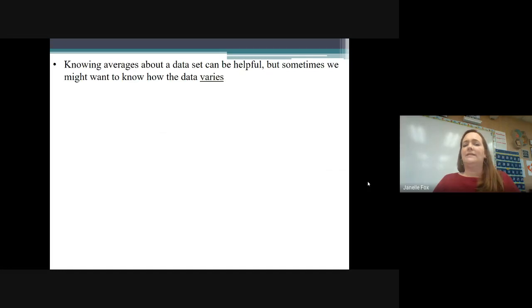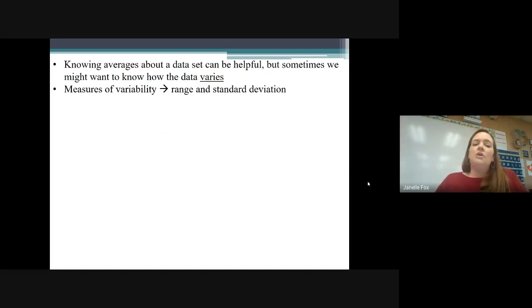You're filling in some of these things. It says knowing averages about data can be helpful, but sometimes we want to know how it varies. So there are two measures of variability that we're going to talk about, range and standard deviation. I want you to write both of those on your notes, range and standard deviation.